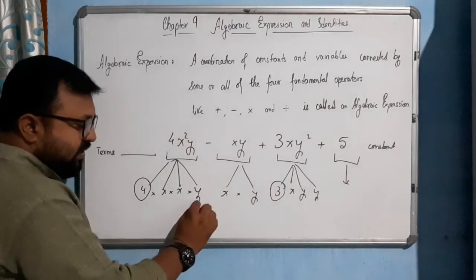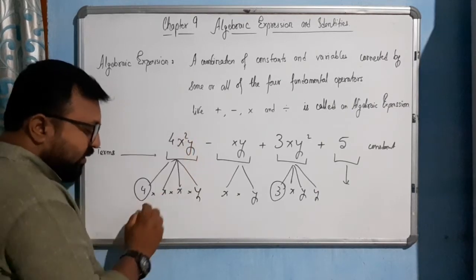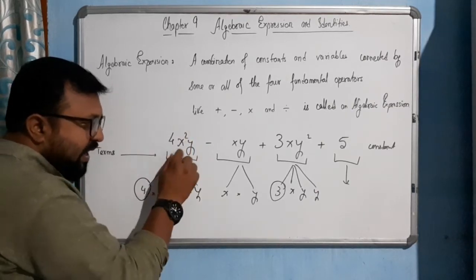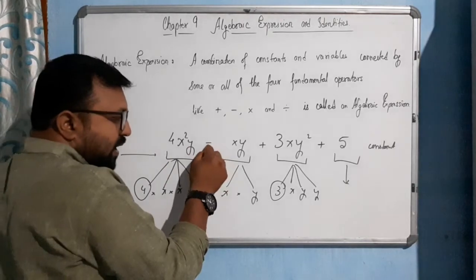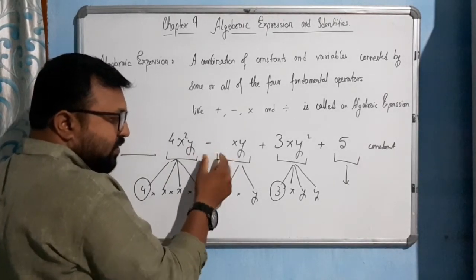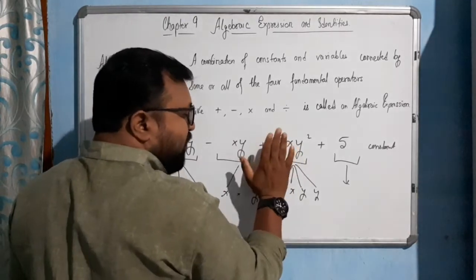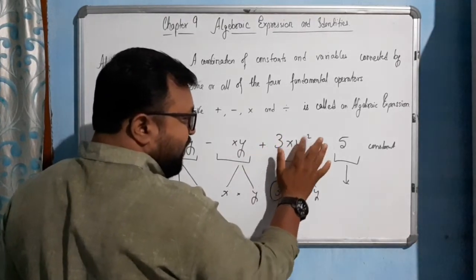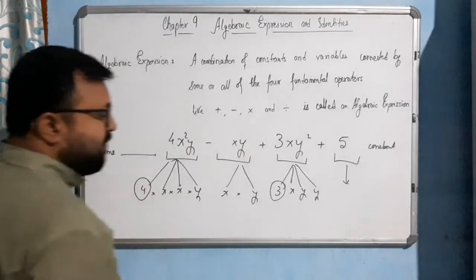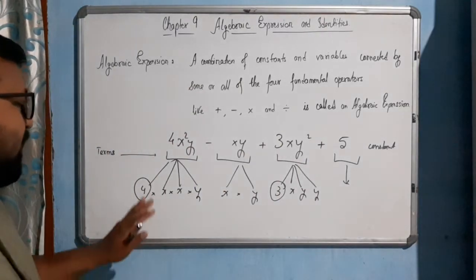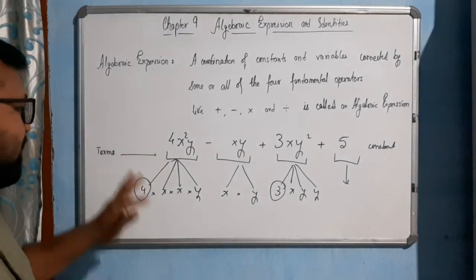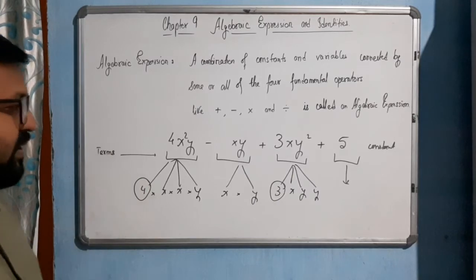Among these factors, this constant value, this 4, is the coefficient of x square y. Here minus 1 will be the coefficient of xy. In this case, plus, meaning positive 3, will be the coefficient of xy square. And 5 is not a simple constant. So we got the idea about terms, factors, and the coefficient.